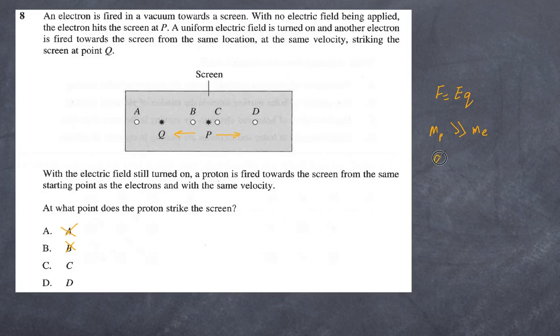So therefore the acceleration of the proton will be significantly smaller than the acceleration of the electron, simply due to the fact that the acceleration, due to Newton's second law, is inversely proportional to the mass. And so you will find that the particle will strike not at the same distance away, but a much closer distance away. And so the answer is C right there.